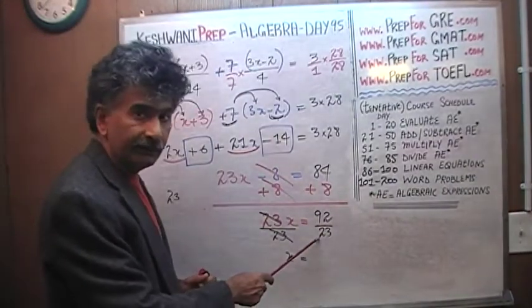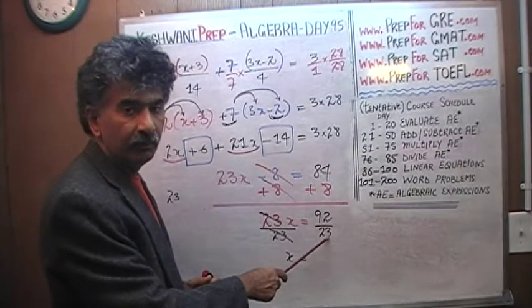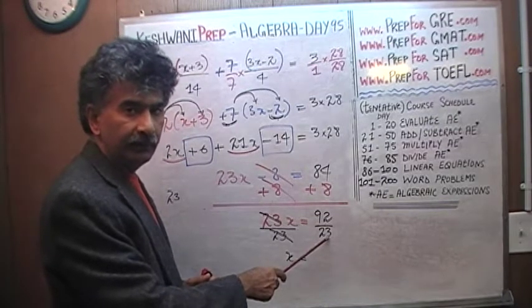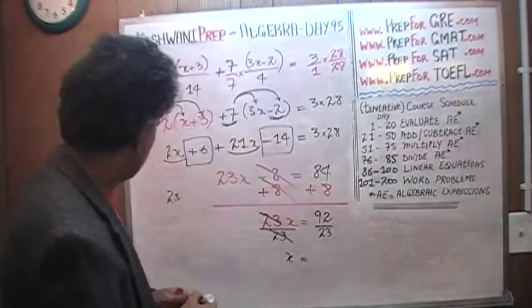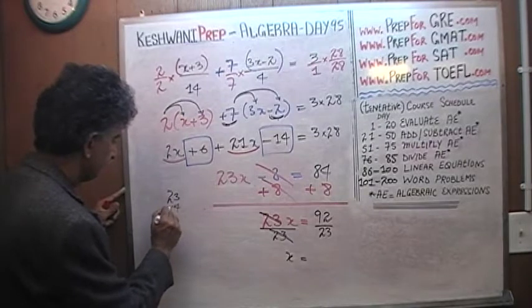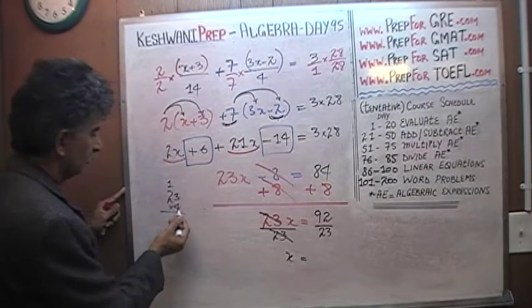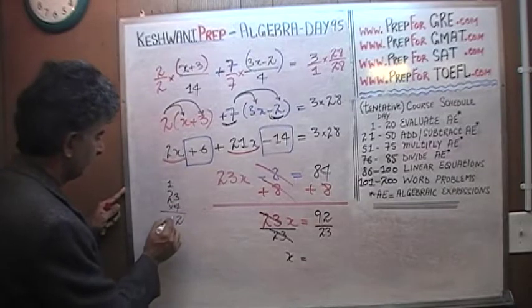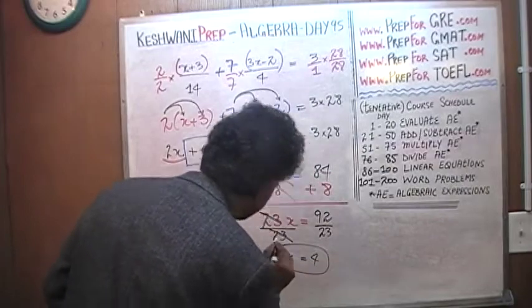4 times 20 is 80, and 4 times 3 would be 12. 12 plus 80 is your 92 right there. So it is 4 times the amount. I'm going to show it to you here. 4 3s are 12. Carry 1. 2 times 4 is 8, plus 1 is 9, so 92. So x equals 4. That is our answer.